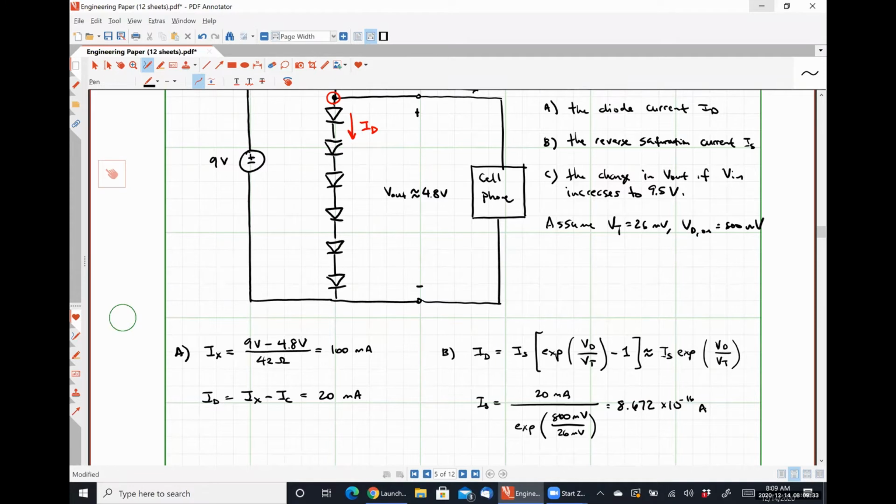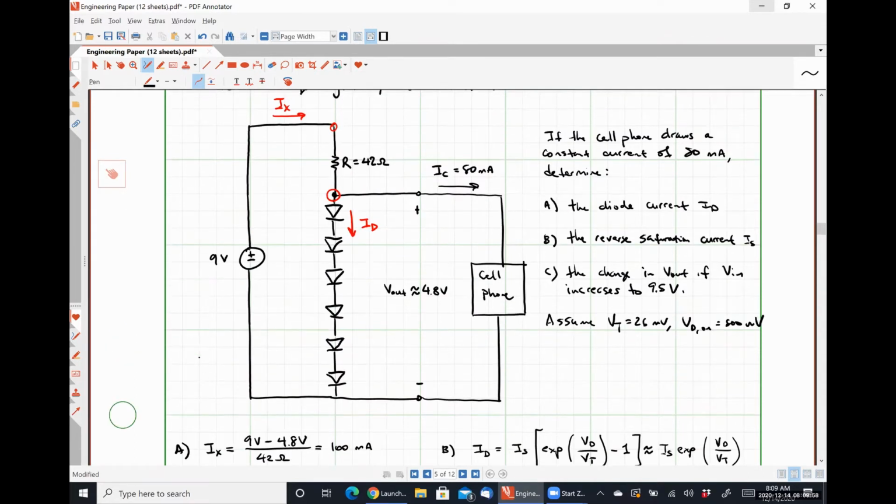So our output voltage is set by using the constant voltage drop model for our diode, right? But we know that if I increase this voltage, what's going to happen in my circuit? What's going to happen to the current IX specifically? If I increase the voltage, that current should also increase, right? Which means the current flowing through my diodes should also increase by some commensurate amount.